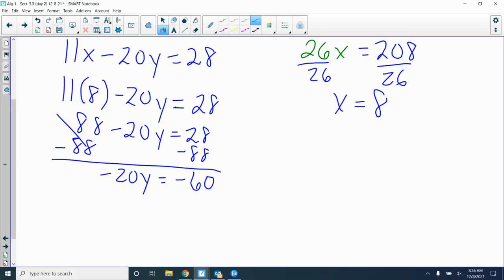Okay, keep going. Divide by negative 20 on both sides. And what did you get? I got a decimal. Negative 60 divided by, I think you put negative 20 in first. Negative 60 divided by negative 20 is 3. So what's my answer as an ordered pair? 8 and 3. 8, 3. Okay. Good deal.